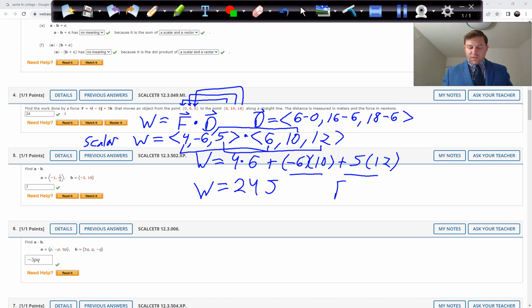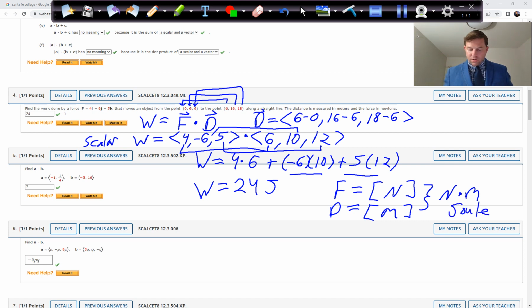So force, let's talk units. Force is in newtons. Distance is in meters. And when you dot those two, you get Newton times meter, which the international standard for that is called a joule, or J. Okay, and that would be problem 4.